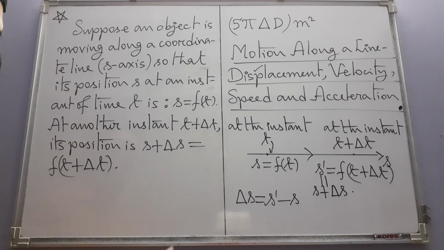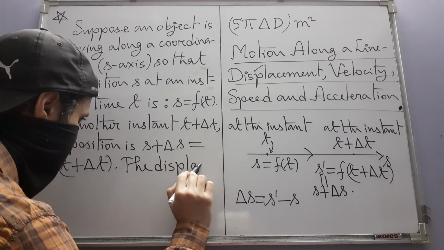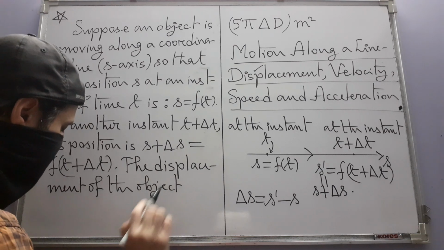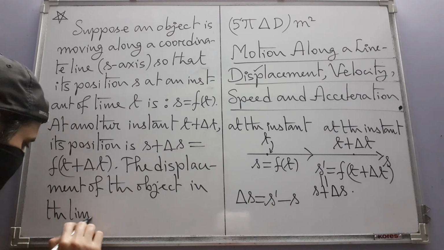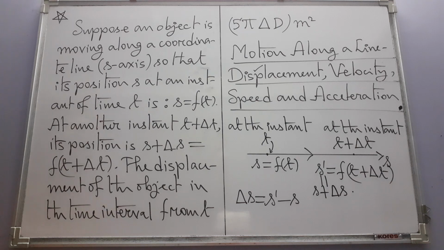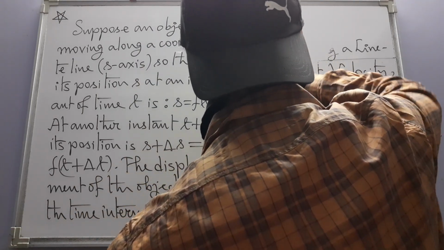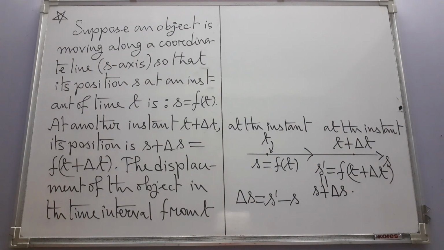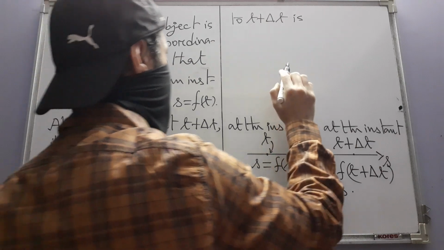Okay. Now we define displacement. The displacement of the object in the time interval from t to t plus delta t is this.